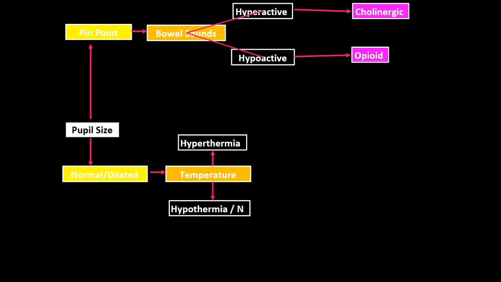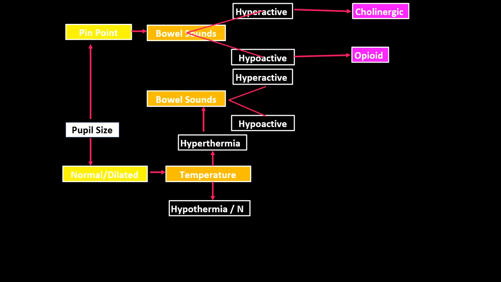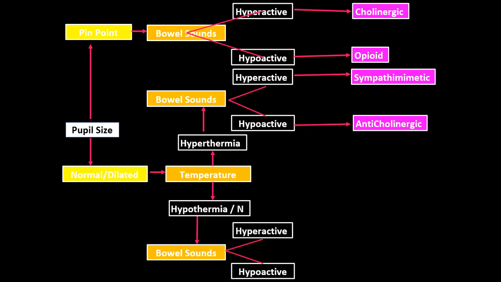Okay, now normal or dilated pupils and hyperthermia or hypothermia, and now answer. What is your answer? Normal or dilated pupil, hyperthermia with hyperactive bowel sound. Okay, and what about hypoactive? Yes, sympathomimetics. Okay, sympathomimetics and anticholinergics. Okay, if it's hypoactive bowel sounds, it's an anticholinergic.